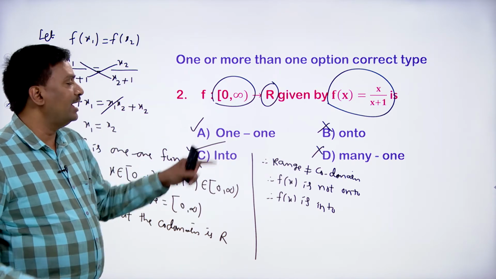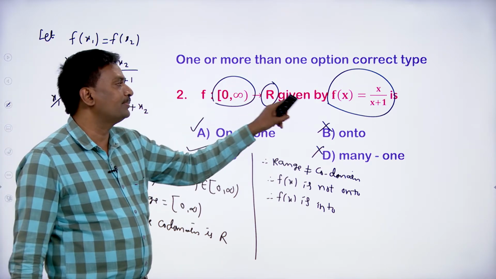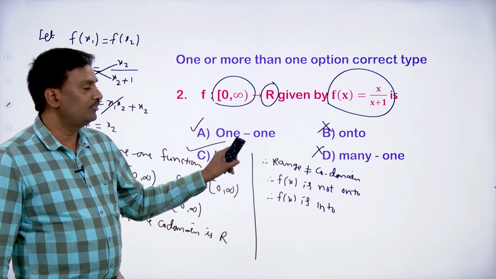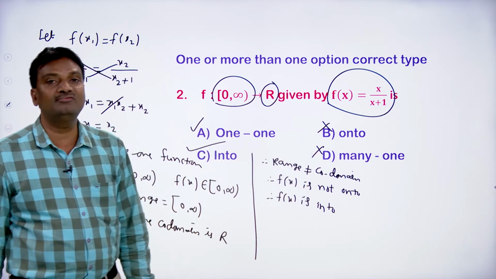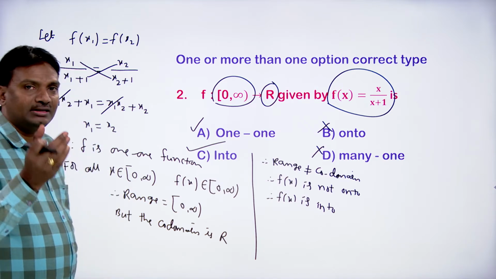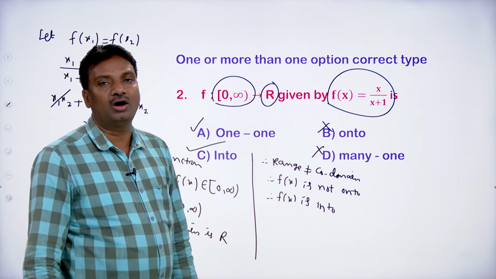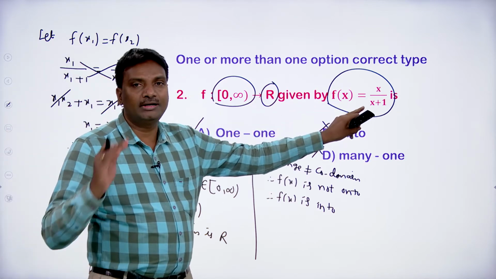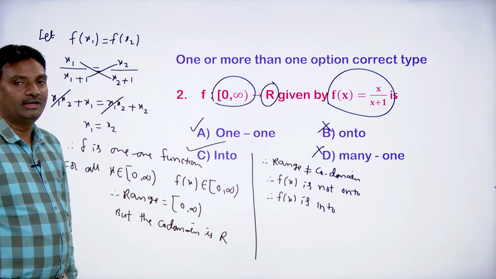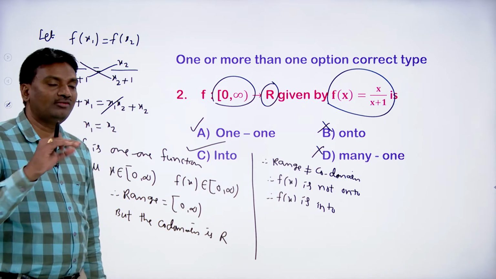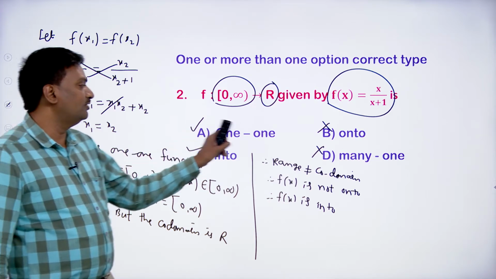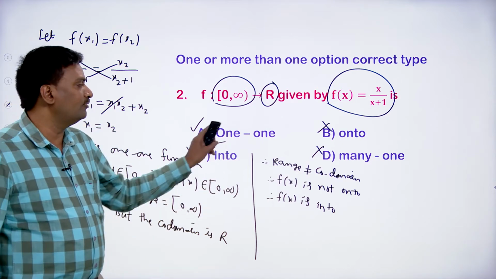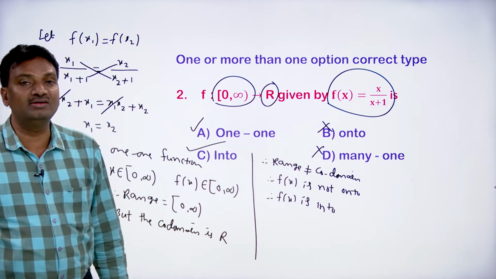If the problem is given as: if f maps 0 comma infinity to capital R given by f of x equal to x by x plus 1, is one-one function, onto function, into function, many-one function. Here to check whether f of x is a one-one function or not, let us consider f of x1 equal to f of x2. By using this function and after simplification we get x1 equal to x2. So f of x is a one-one function. Next, since f of x is one-one, we can eliminate option D. If f of x is not one-one, then we can say that it is a many-one function.